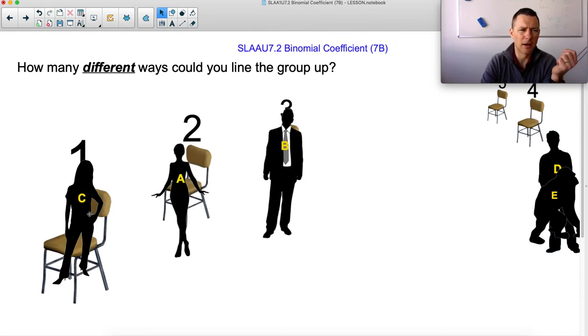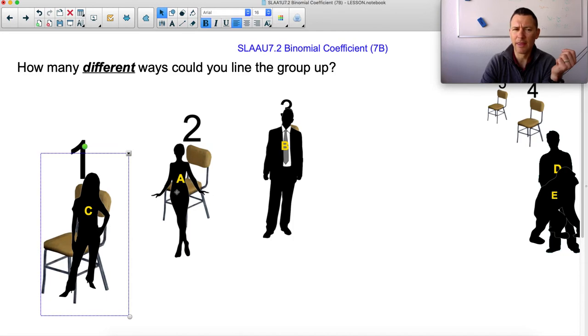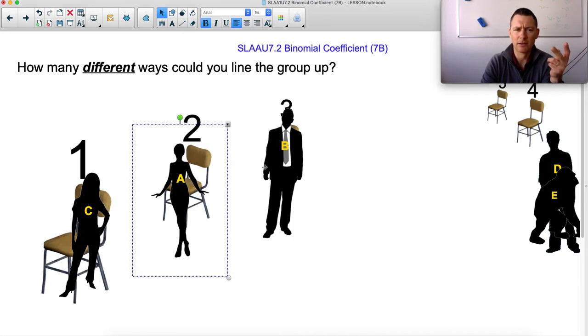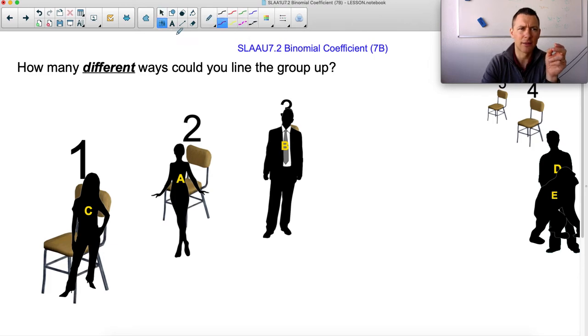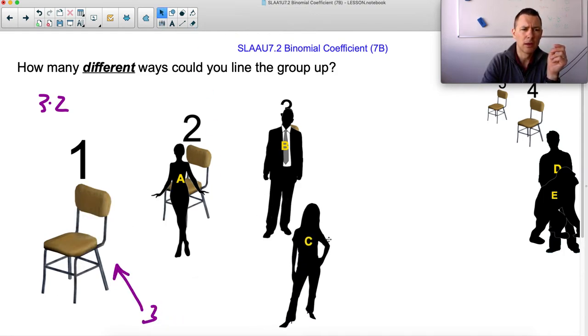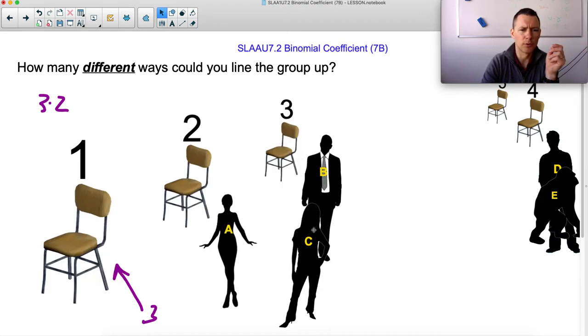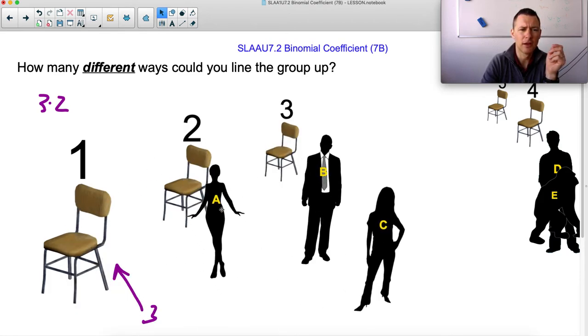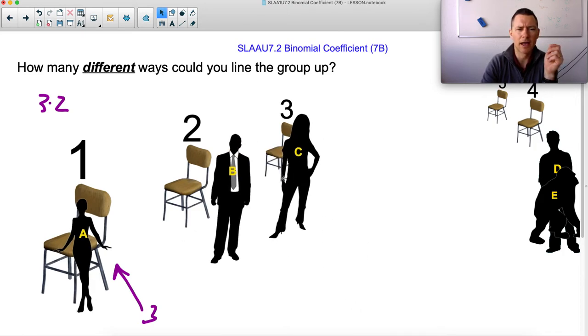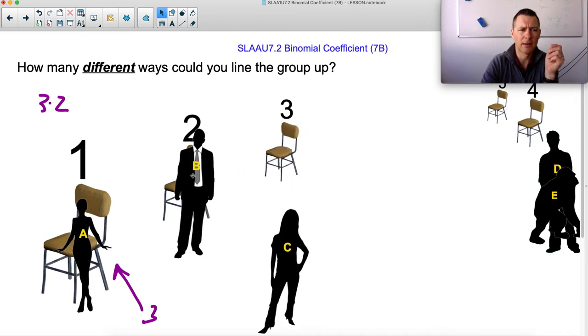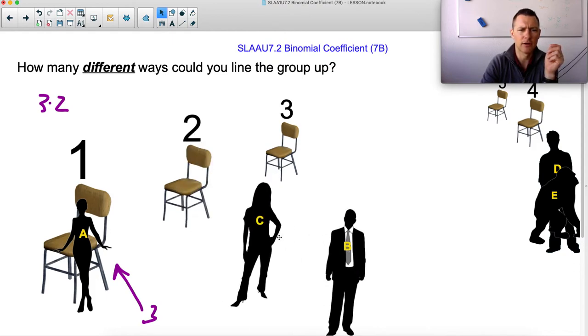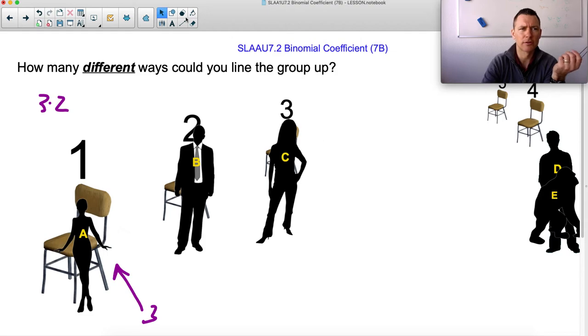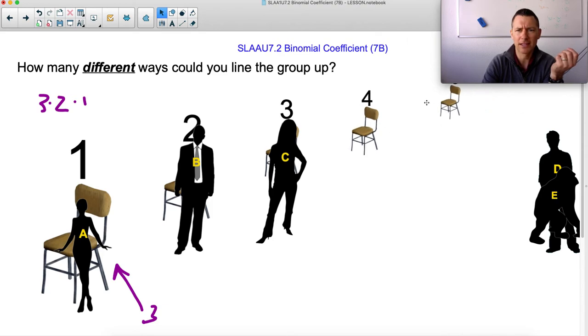So I had 3 different people up front, and then each one of those had 2 different ways to mix and match. So I kind of said 3 times 2. It's sort of like I had 3 different ways to pick that first one. But once I picked that, there were 2 different ways I could pick the next chair, right? And once I picked that next chair, there's only 1 left over to go in there. So it's kind of like 3 and then 2 and then 1. And if you did this with more people and more chairs, you can see that happening.